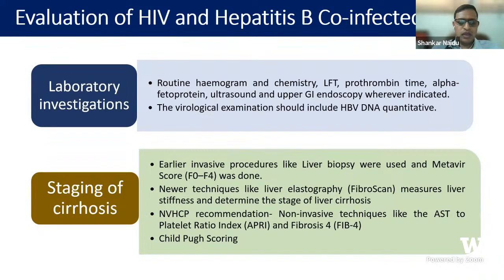ratio index, and the fibrosis score, which includes the age of the patient, AST, ALT levels, and the platelet counts, and the Child-Pugh score, which includes 5 components, that is presence of ascites, presence of hyperbilirubinemia, then prolongation of PT, then presence of hepatic encephalopathy, and serum albumin level.